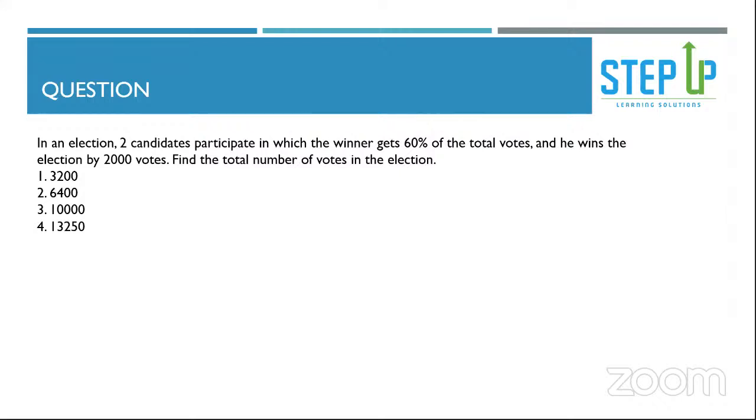Right. The answer is: 2 candidates participate, in which the winner gets 60% of the votes and he wins by 2,000 votes. Same thing we have already solved. If the winner is getting 60%, it means the loser will get 40%. Right? So what is the difference? 20%. 20% of the votes is equal to 2,000. 100% is equal to 10,000. Right. Many of you have got it. I hope it is clear.